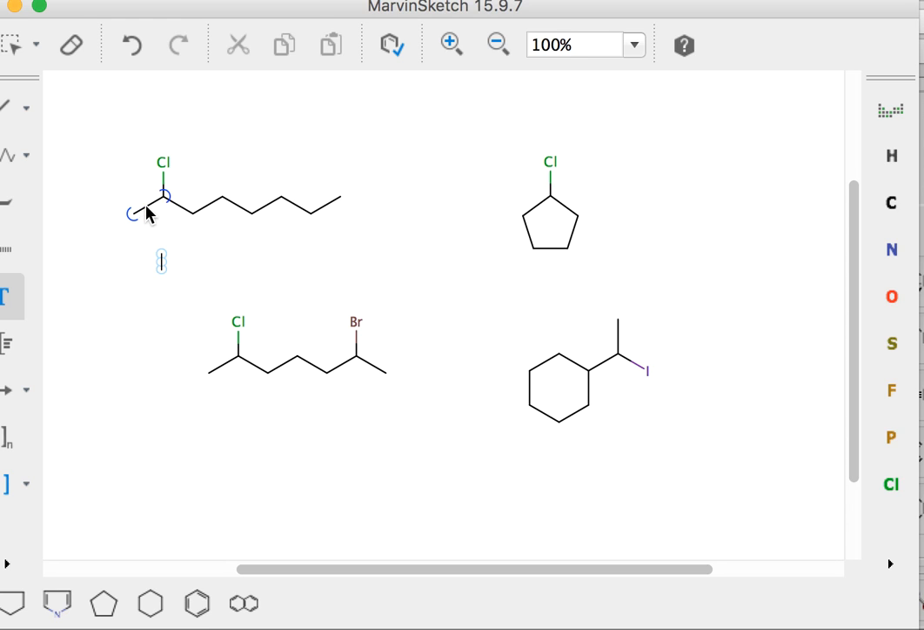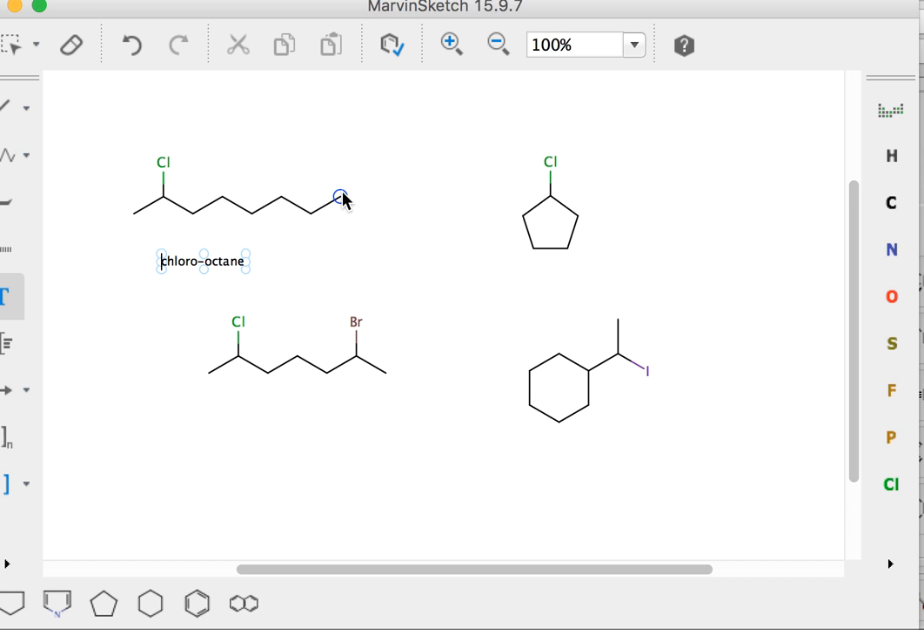Well, this is easy. 1, 2, 3, 4, 5, 6, 7, 8. So this is some sort of octane, right? So that's the parent chain. But it's not just octane. It's some sort of chlorooctane. So this is chlorooctane, right? We're naming the substituent here as chloro. And is there anything else you need to tell me about this molecule in order to draw it out? Well, where is the chloro, right? What position is it at?